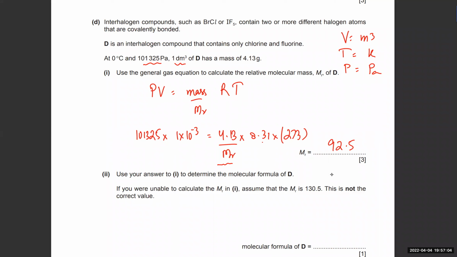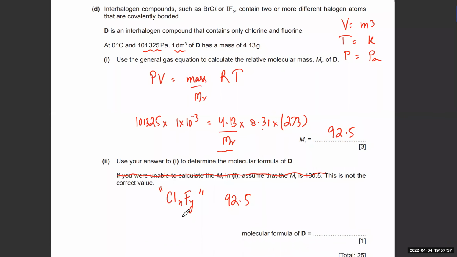You're getting 92.5. So the next question would be: use your answer to determine the molecular formula. He said that it's chlorine, and it's something chlorine plus fluorine, ClxFy. It's a combination of chlorine and fluorines, and you know it's 92.5. So figure out what this compound could be. Remember, Cl is 35.5 and fluorine is 19. So what combinations of each could give you 92.5? You could just add 35.5 and 19 and divide 92.5 by that. No, you can't do that because you don't know whether it's 1:1. So you're going to try combinations now.